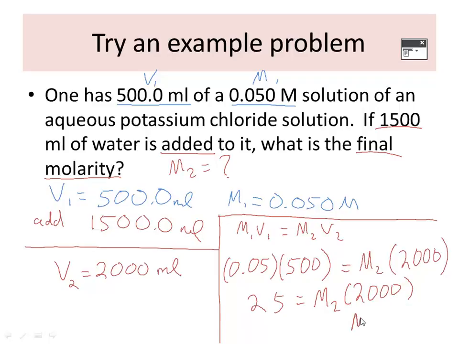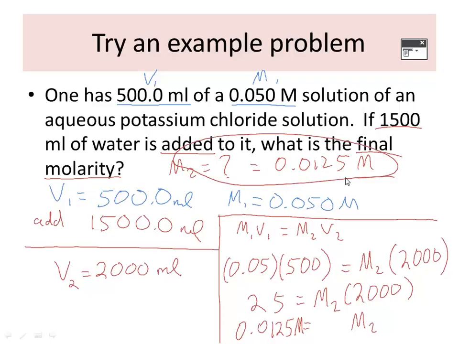And I can just solve for M2 by dividing both sides by 2,000. And I get 0.0125. And that's my final molarity, M2. This is the easier way to do it. So that's my final molarity.